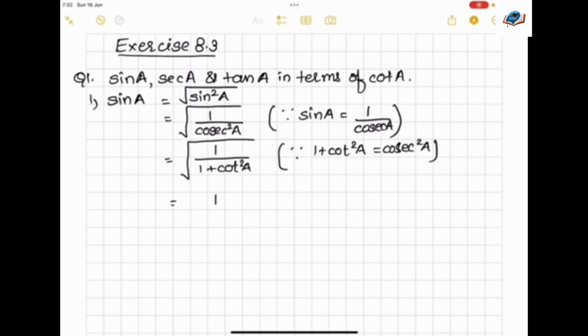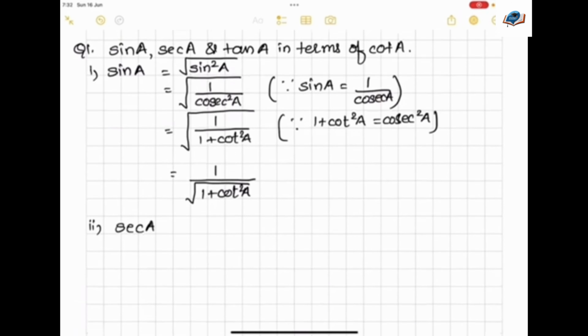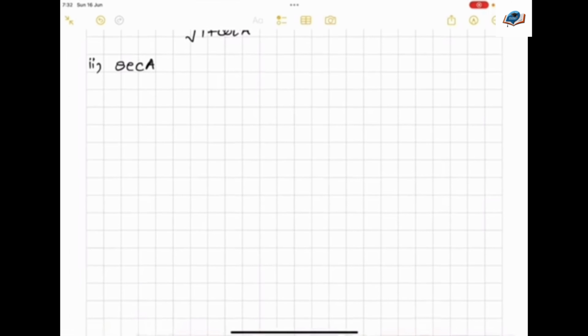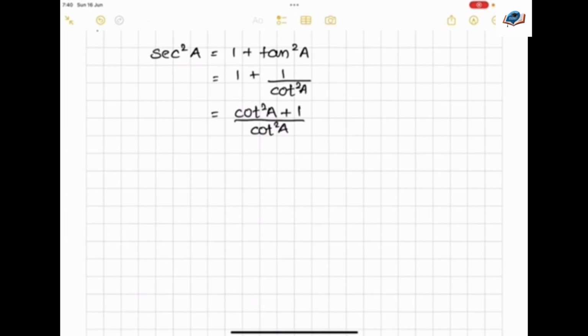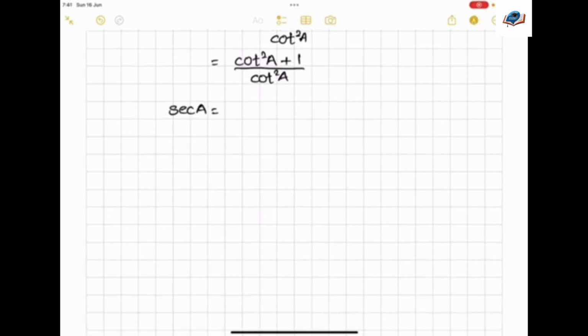So that will be 1 upon root of 1 plus cot square A. Then the second one is sec A. I can write sec square A equal to 1 plus tan square A. Instead of 1 plus tan square, I am writing 1 upon 1 plus cot square A, so that will be cot square A plus 1 upon cot square A. If I take the square root on both sides, I will get sec A, that will be root of cot square A plus 1 upon cot square A.